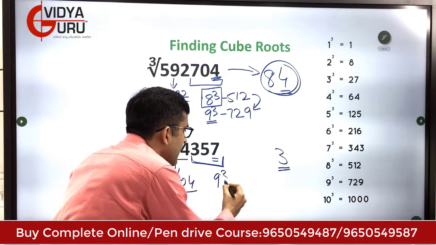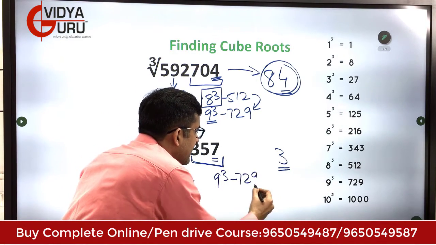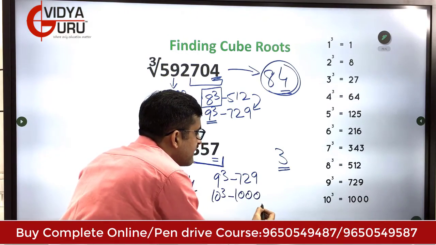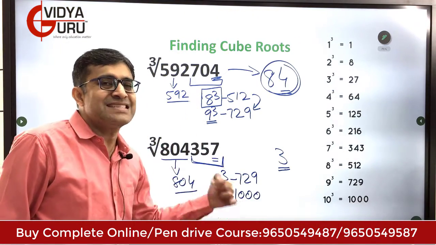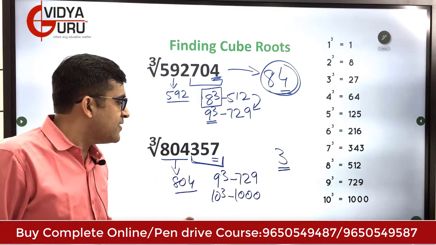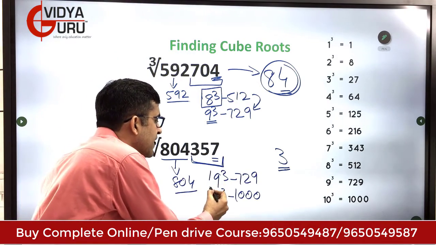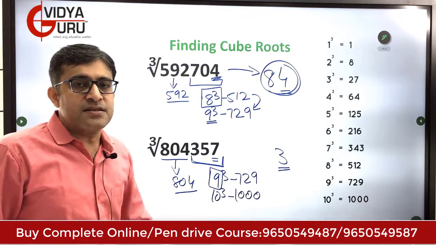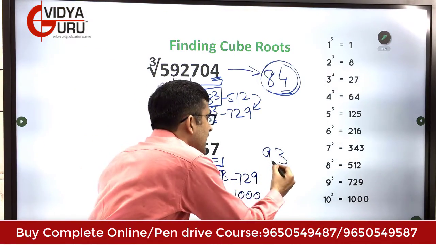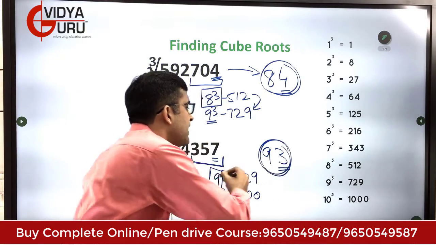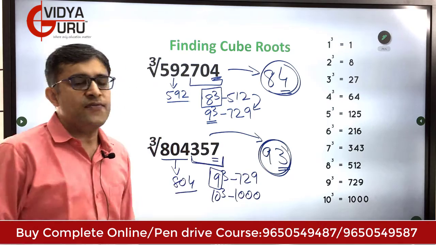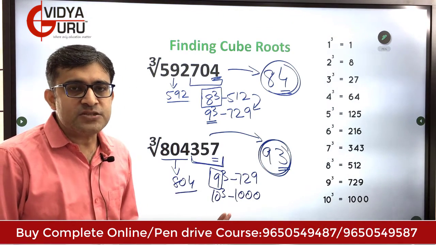9 cube is 729, and I know 10 cube is 1000. It has not reached the value 1000. It is less than that. So I will have to place 9. I will require 9 as the first digit. So 93. 93 is the cube root of 804,357. Is that much clear, students?